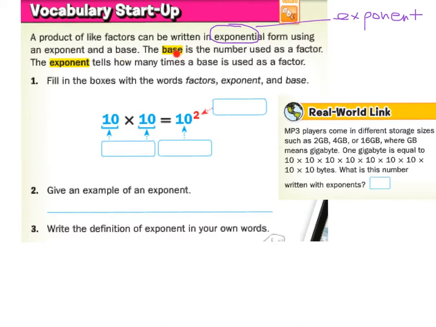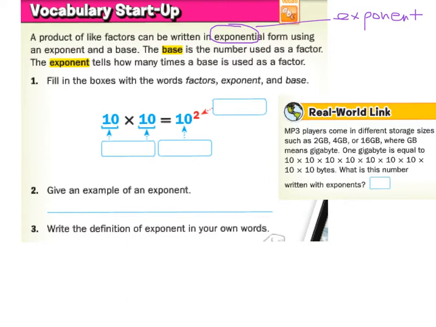The base is the number that's used as a factor. Remember, factors are what we take times each other, like 2 times 3. The 2 is a factor and 3 is a factor. The exponent then tells us how many times that base or that factor is used repeatedly. So let's go ahead and fill in the boxes with the words factors, exponent, and base. Go ahead and try it on your own and then turn on the recording when you're ready.